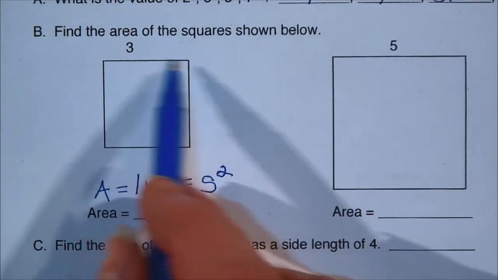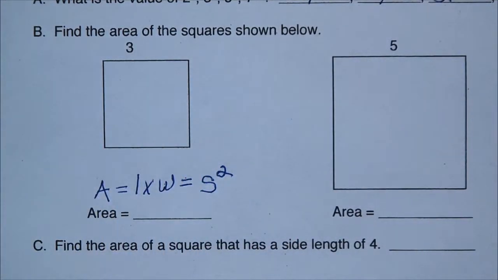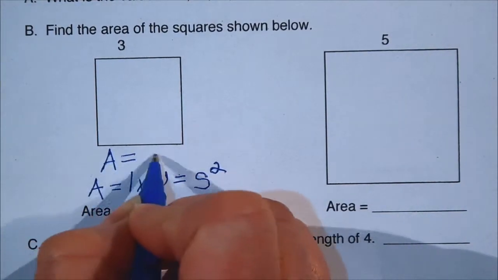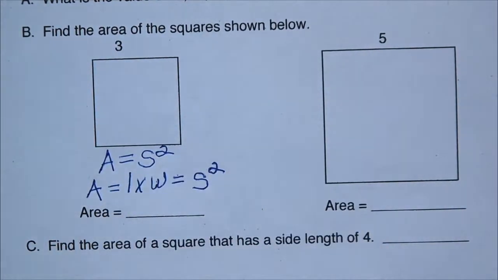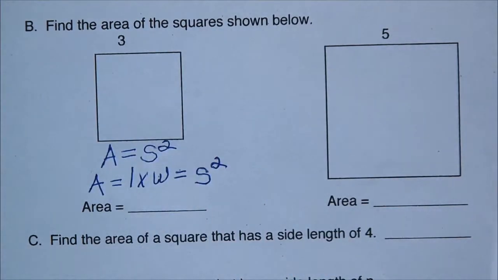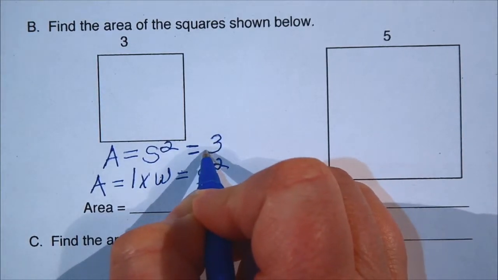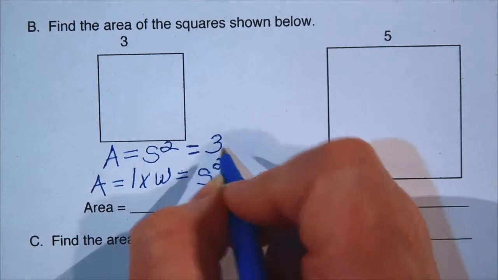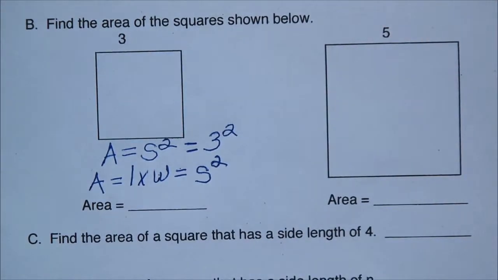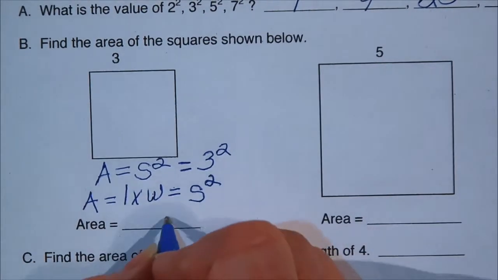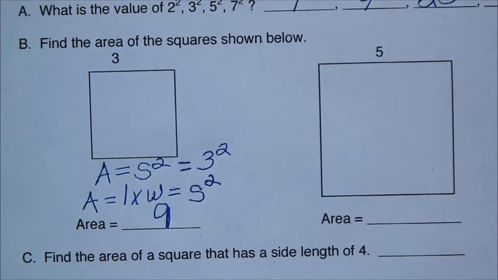So what's our area of this square? 3 times 3. So the area is going to be the side squared. Here's the length of my side, 3. Let's just substitute 3 for my S. And then that's squared, right? So my area is 3 squared, which is 9.